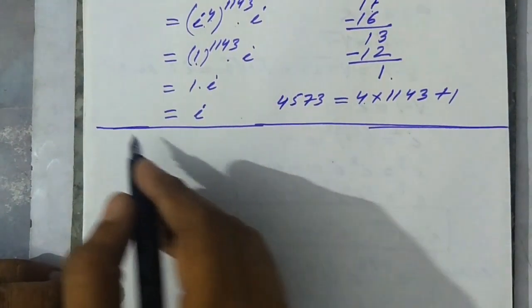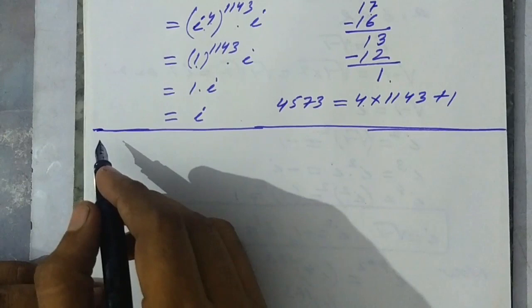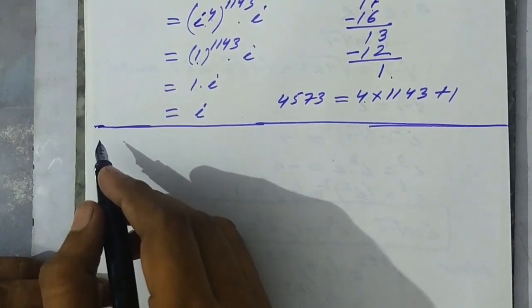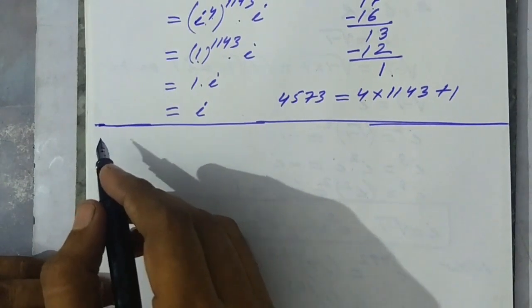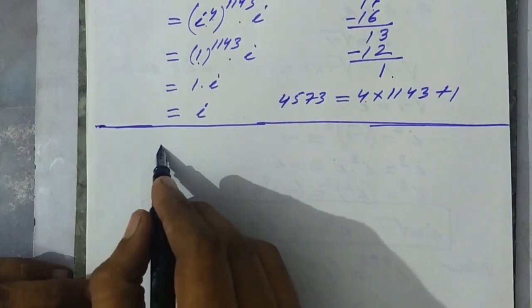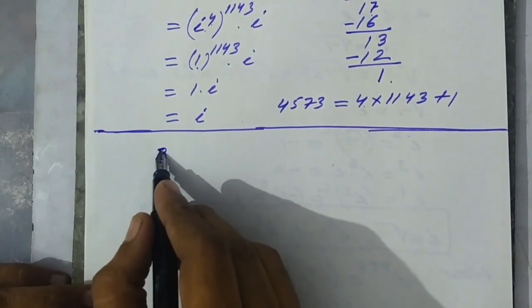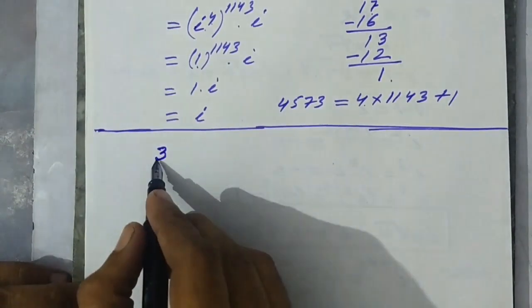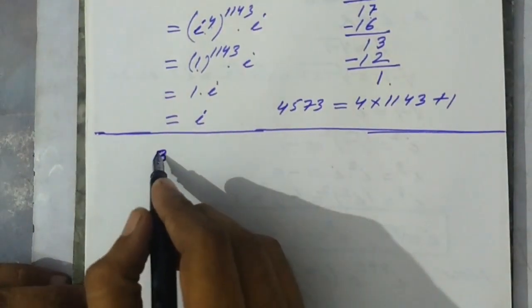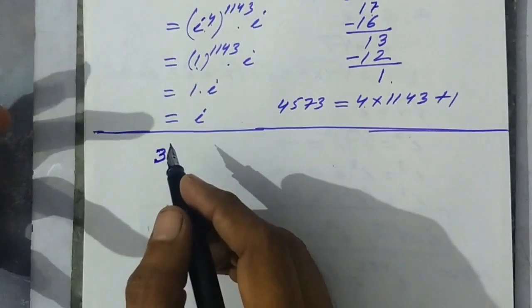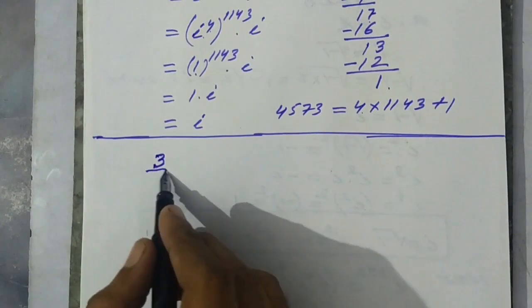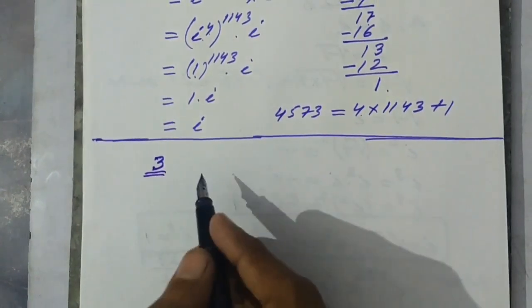So by the definition, we say a number which may be written. We don't say a number which is written in the form of a plus b iota, but we say a number which may be written. So let's talk about a real number like 3. 3 is a real number, or you may say a natural number or a whole number or an integer. So what about 3? Is it a complex number or not?